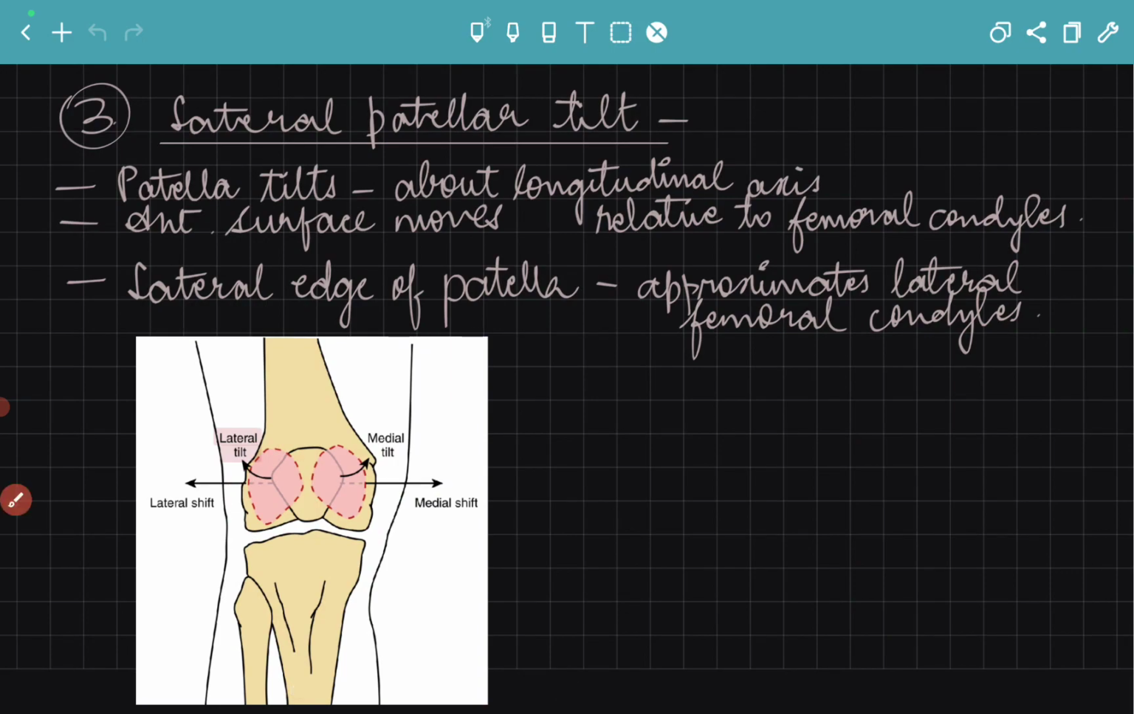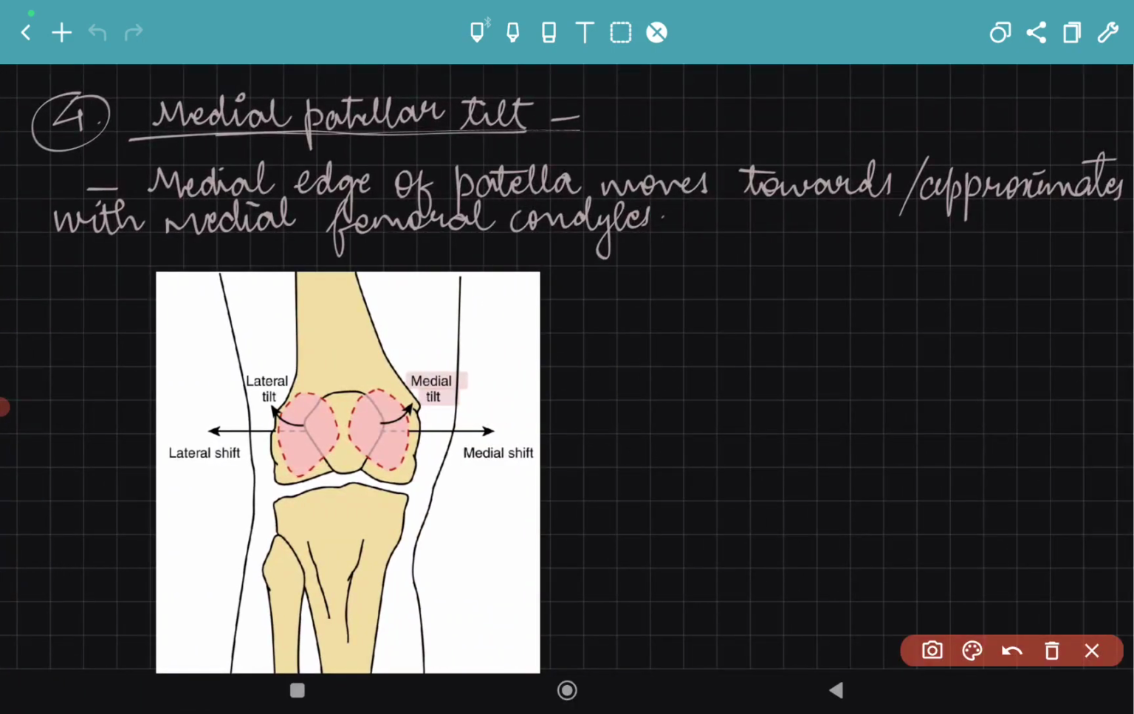Now vice versa, there will be medial tilt of patella. So this is the normal position in the center. Patella is occupying its position at the femoral sulcus. Now as the medial tilt occurs, the medial edge of the patella is approximating or making contact with the medial femoral condyle. So that is medial tilt, where the anterior surface is moving towards the respective condyle.